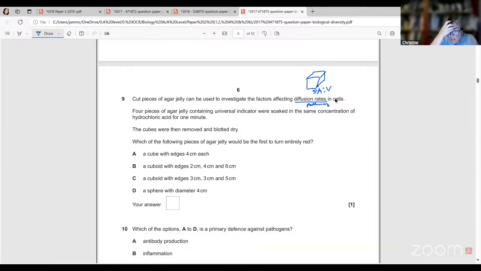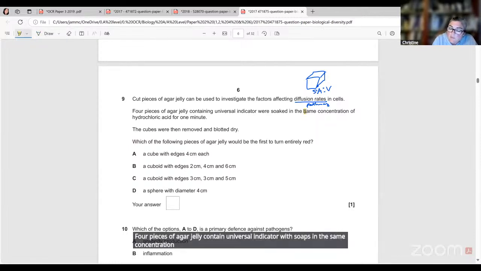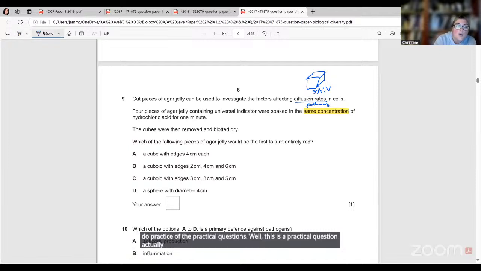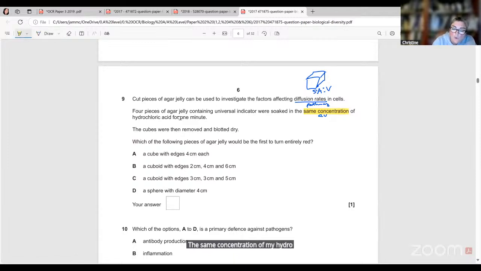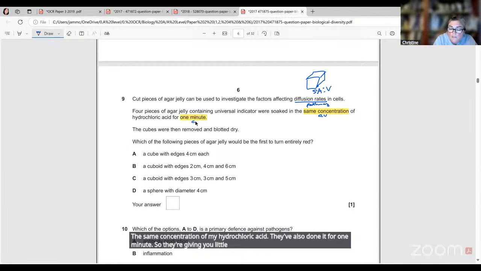4 pieces of agar jelly contain universal indicator with soaps in the same concentration, right? Someone kept saying to me, how do you practice the practical questions? Well, this is a practical question actually being thrown in there for you, because they have controlled the same concentration of hydrochloric acid. They've also done it for 1 minute. So they're giving you little hints that they are controlling the time, and the concentration of the hydrochloric acid.